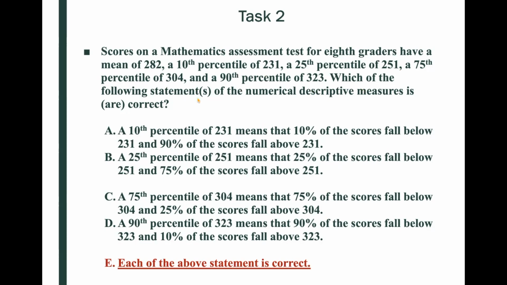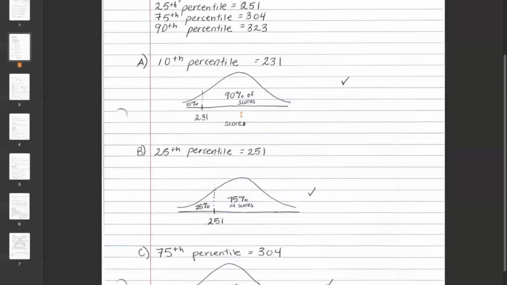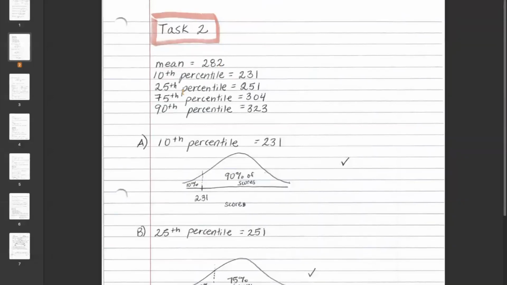Which of the following statements of the numerical descriptive measures is or are correct? Whenever I'm given any task, I always like writing out the information that I'm given first, so that as I go on in the course and the problems get more involved, I can keep track of everything. We were given the mean, the 10th percentile, 25th percentile, 75th percentile, and 90th percentile.